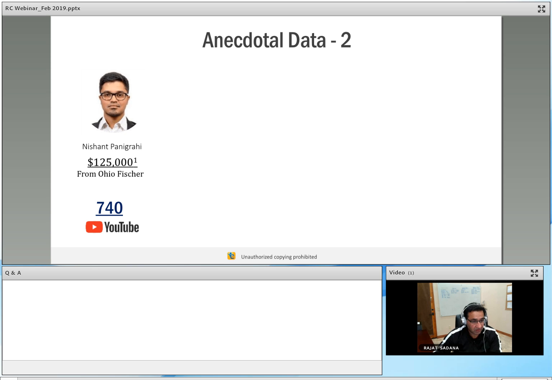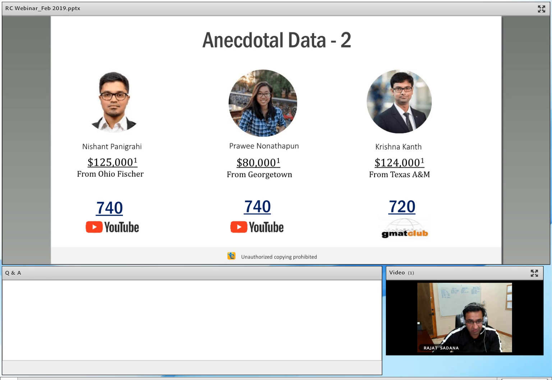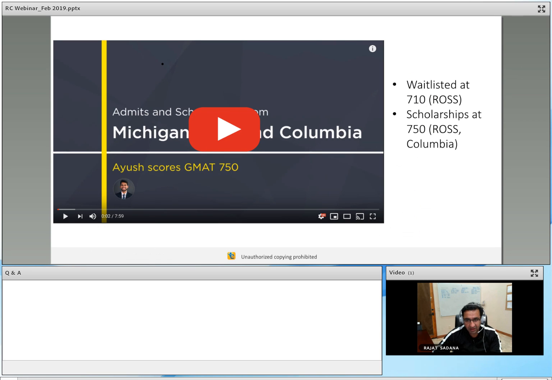Nishant also got a full fellowship from Ohio, about $125,000 worth. Pravi, $80,000, and Krishnakant also got multiple full fellowships, each in the $120K range. So if you look at all the fellowships that he received, probably about $600,000 worth of it, where he's studying, $124,000 worth of fellowships.